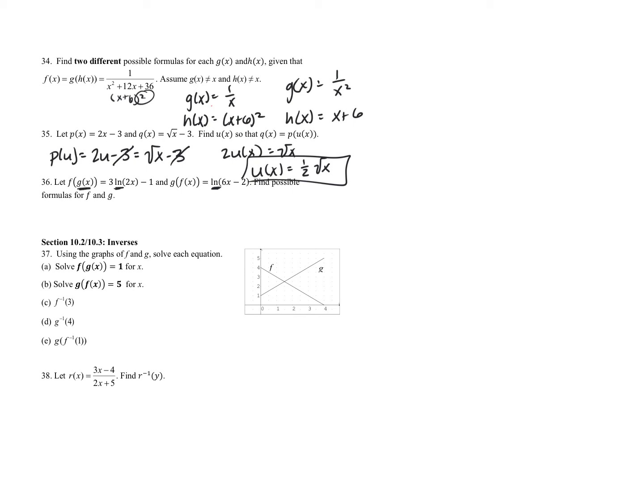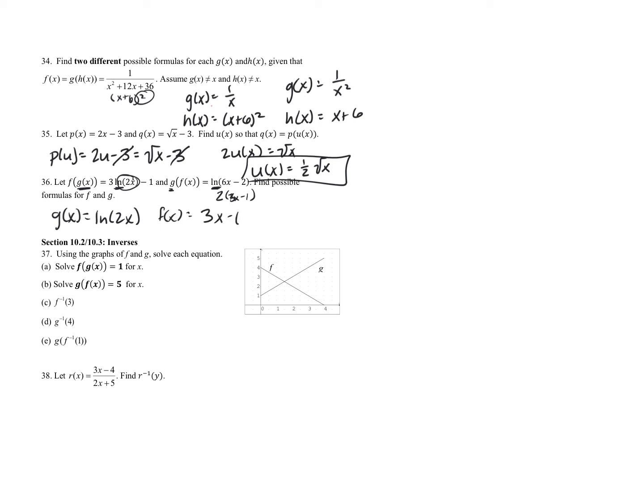So since g of x is on the inside here, outside here, I'm going to let g of x equal natural log of 2x. And now knowing that, well, 6x minus 2 is the same as 2 times 3x minus 1. And notice here, if we let this be x, we get 3x minus 1 in there as well. So f of x will be 3x minus 1.